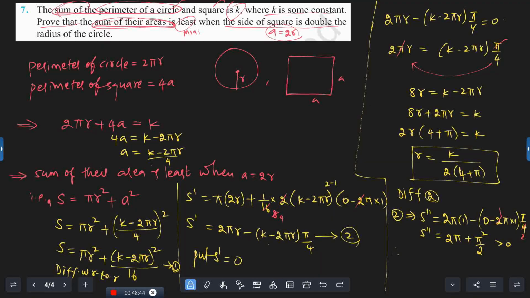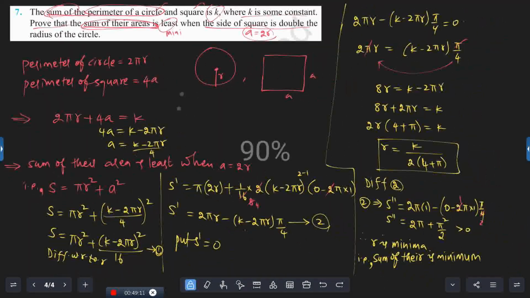So therefore, R is what? Greater than 0, minima. R is minima. That is, what is minimum? Sum of their areas is minimum. Then the sum of their areas is minimum. Okay, that is what you have to say.